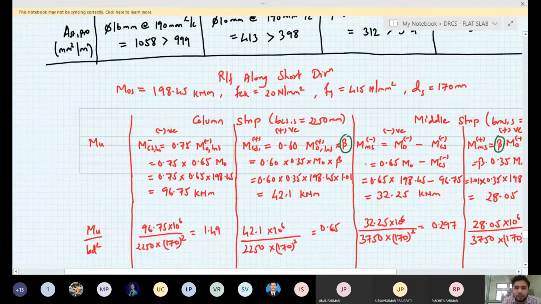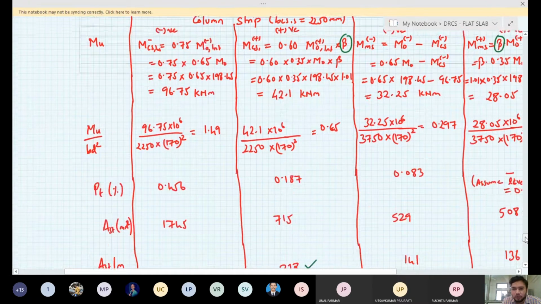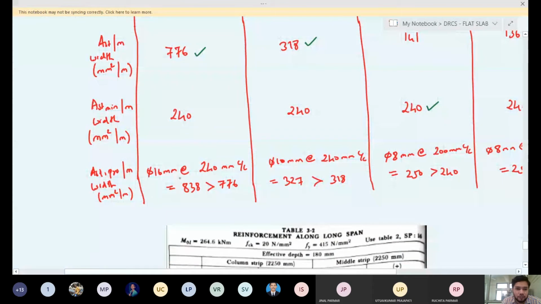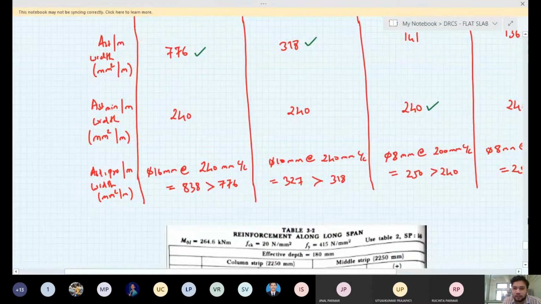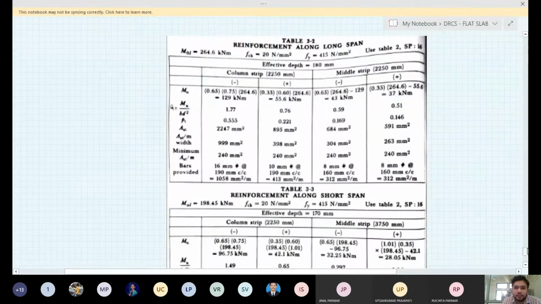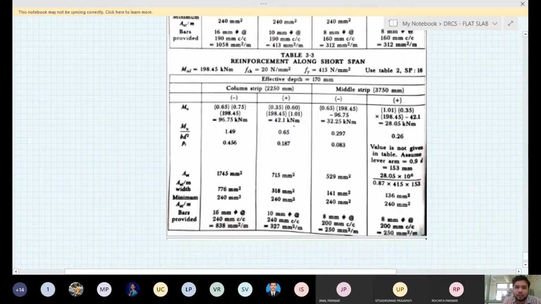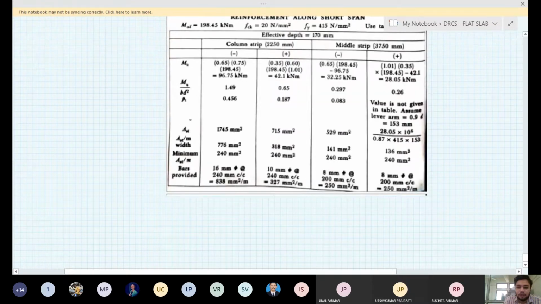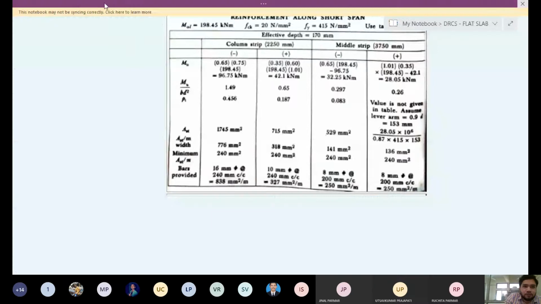Same thing we did for the short span. And we found the reinforcement along the short direction, and this is the tabular form of the calculation we have done. The next step is to check the transfer of moment.